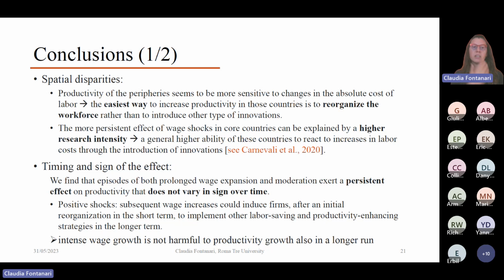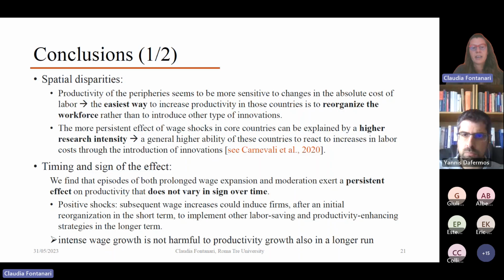Summing up, we have also seen that wage expansions and moderations exert a persistent effect on productivity that does not vary in sign over time. And we have seen a different timing between the two indicators that can be interpreted in the sense that at the beginning, when wages increase, the first reaction of firms may be to reorganize the workforce, but then after subsequent wage increases, firms may be induced to implement other kinds of productivity-enhancing strategies in the longer term.